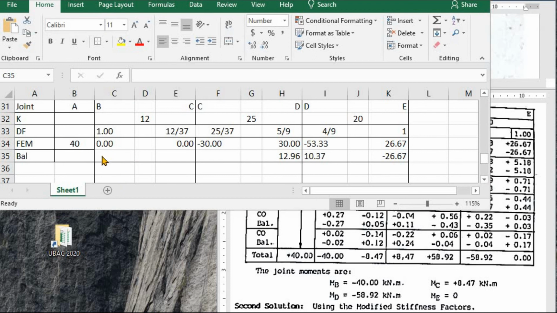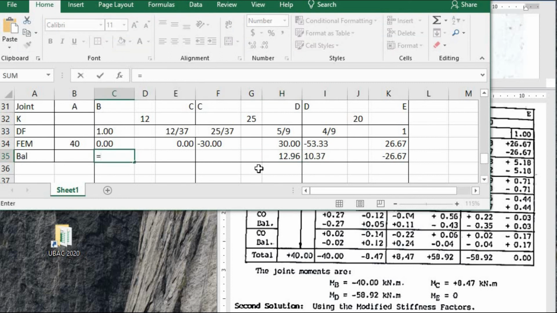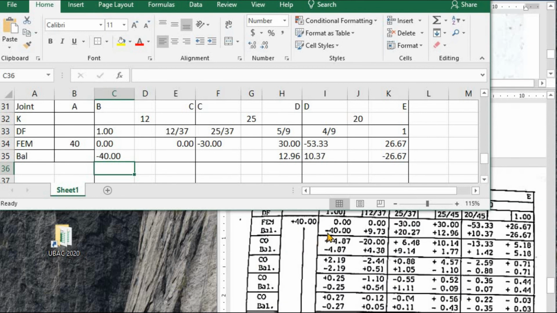However, here at point B, the moment above is 0. So what will happen is we follow what we did at point D. Okay? So, equal sign, and then negative, times the quantity 40 plus 0, close parenthesis, times the distribution factor above, which is 1. Then you press enter, and you have negative 40. Okay? So, let's check. Negative 40. Correct.